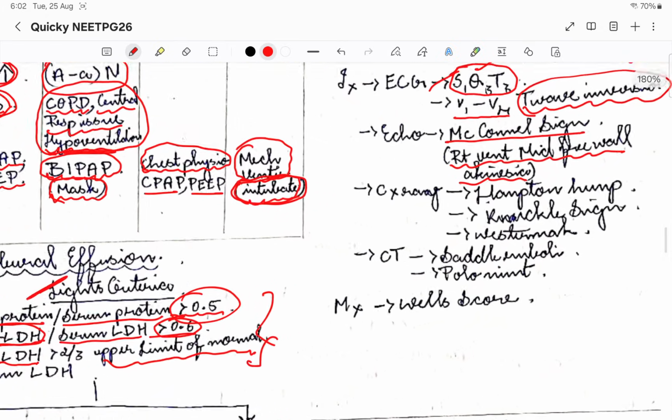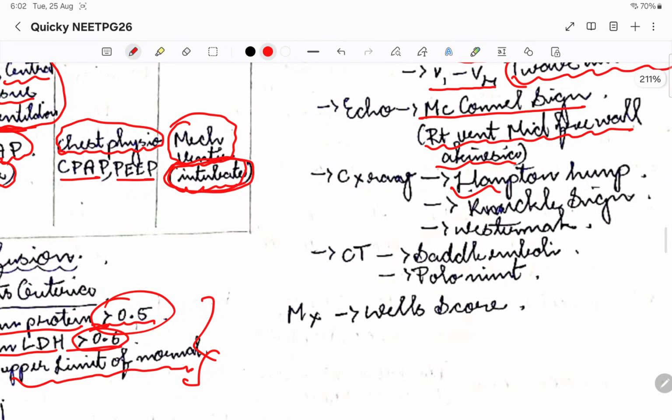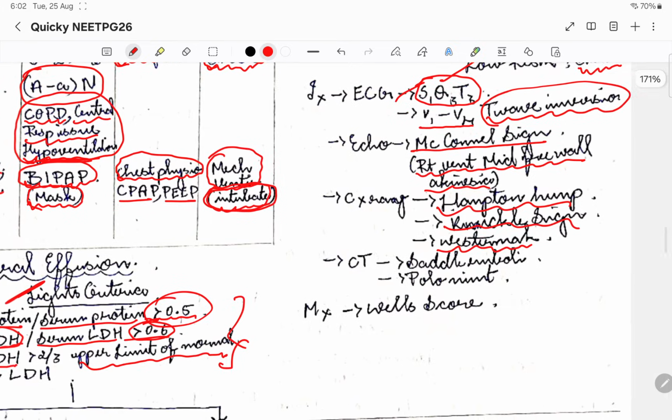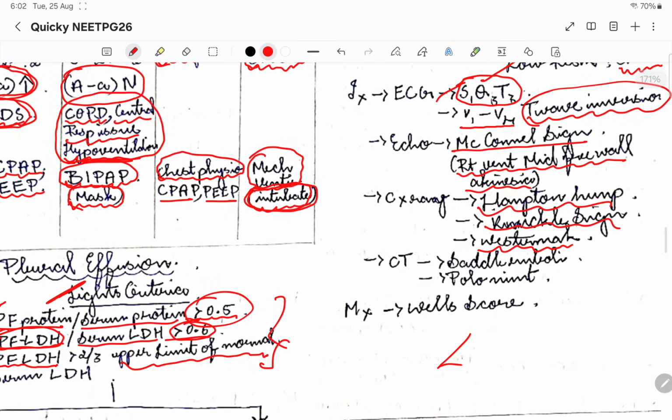Okay, now coming to chest X-ray, there will be Hampton's hump, knuckle sign, and Westermarck sign. Okay, that is very pathognomonic of pulmonary embolism. Hampton's hump will be like a triangle shadow in the chest. Then the knuckle sign will be there. Okay, so knuckle sign will be like this.